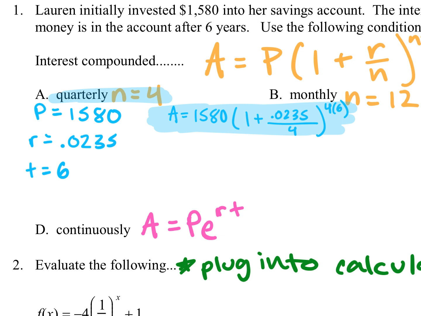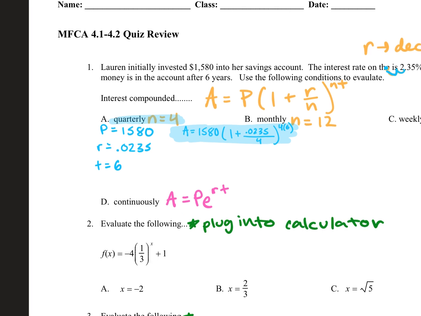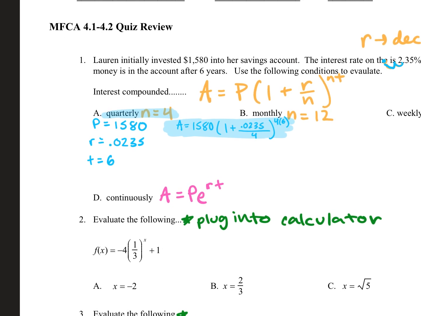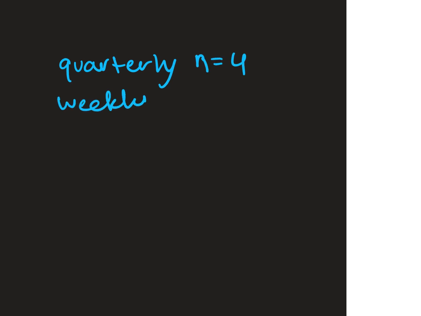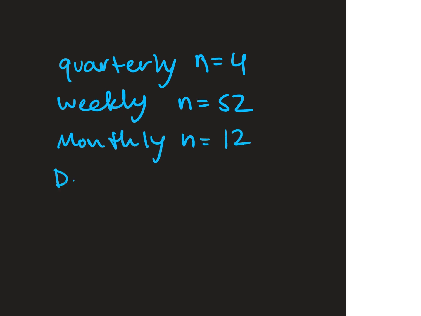What makes it quarterly? It said quarterly, so we had to find quarterly, monthly, and what was the last one? Weekly. Yeah. So that will always be in the question, one of those words, and you just have to figure out based off of those words what your N is. If it says quarterly, we have 4 quarters in the year, so N would be 4. If it says weekly, we have 52 weeks in the year, so N would be 52. Monthly, N would be 12.